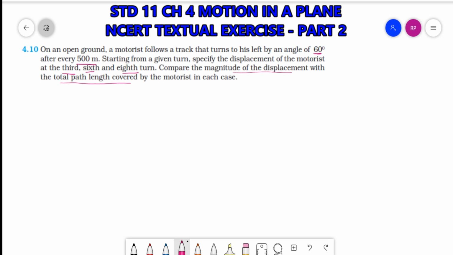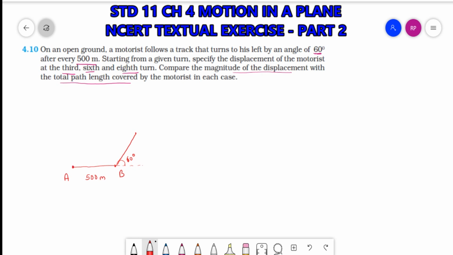So let's take that the motorist starts from this place. Let this be point E, and let it move in this direction. After 500 meter, let's say this point B, that is 500 meter. After that, it takes a turn left. So in this way, let this be 60 degree. It takes a turn, again moves 500 meter.